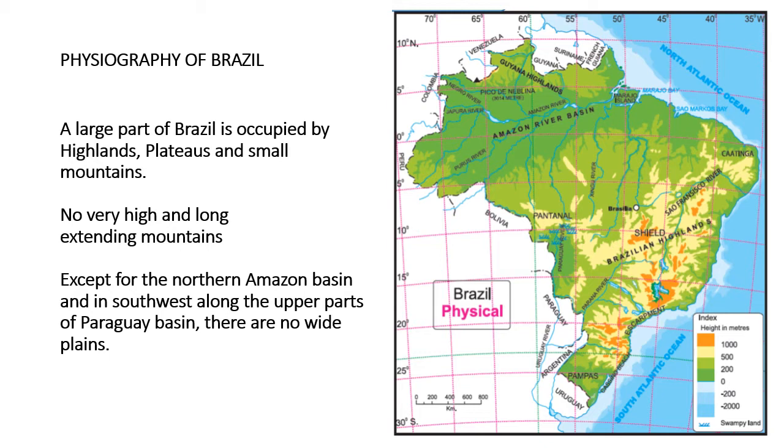If you observe the index given on this slide, you will understand that the highest part in Brazil, that lies here in the southern part, the highest highlands, highest peaks are as high as 1000 meters. And if you compare the Himalayan mountains, you know that the highest peaks in Himalaya are more than 8000 meters. So we understand that there are no high mountains in this country. Now let's talk about some other physical divisions of Brazil.